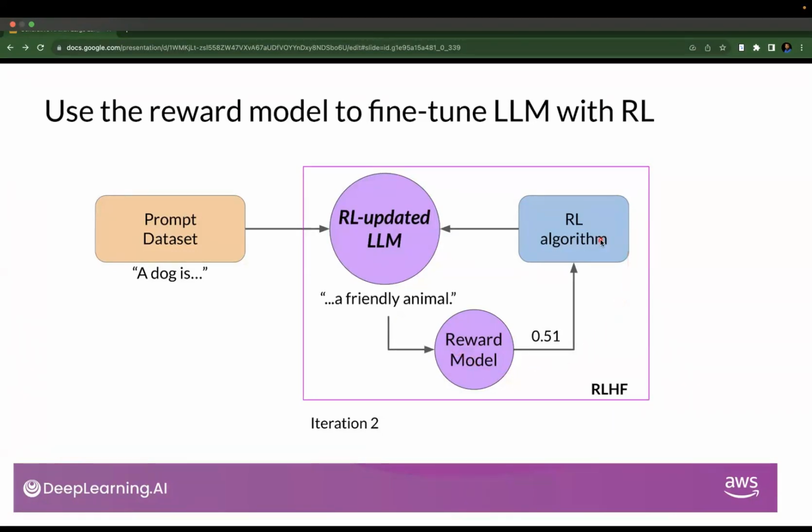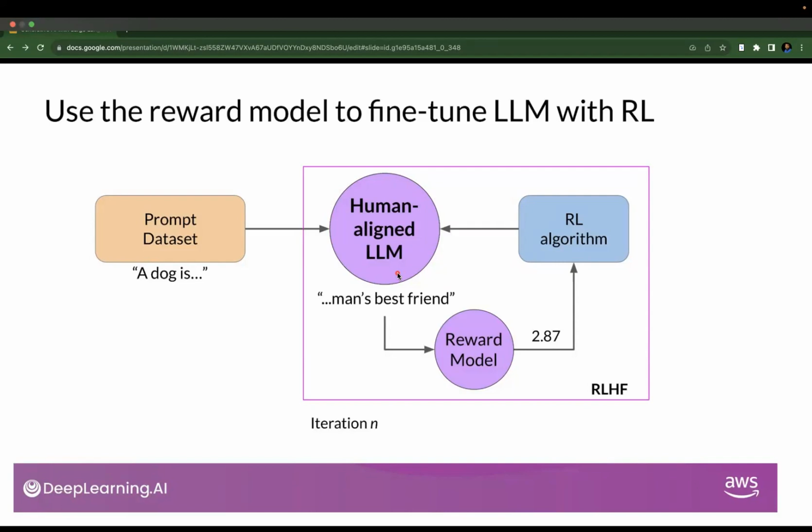This RL algorithm will again update the LLM to generate a new completion, let's say "a human companion". And based on that, after multiple iterations, the idea is this aligned LLM will generate a completion which will give it the maximum reward. Now, after following this process, this LLM, which was earlier just instruct fine-tuned, will be more human aligned in generating the responses or the completions. Responses, output, completions, these can be used interchangeably.